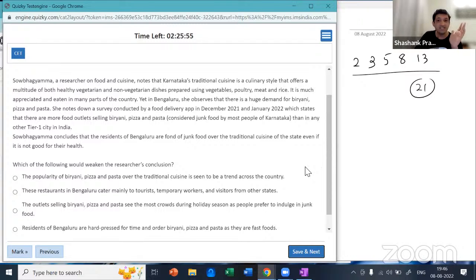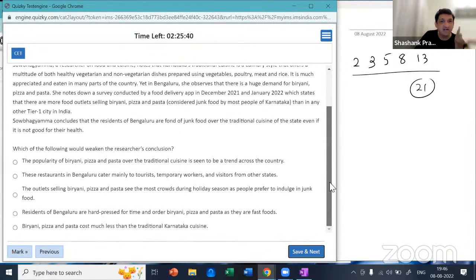Okay, what does she think? She thinks that residents of Bengaluru are fond of junk food, even if it's not good for their health. And this she has based on the fact that the food delivery app has conducted a survey. Okay. The popularity of biryani, pizza over traditional cuisine is said to be a trend across the country. Doesn't matter, it does not refute Bengaluru. Restaurants in Bengaluru cater mainly to tourists, temporary workers, and visitors from other states.